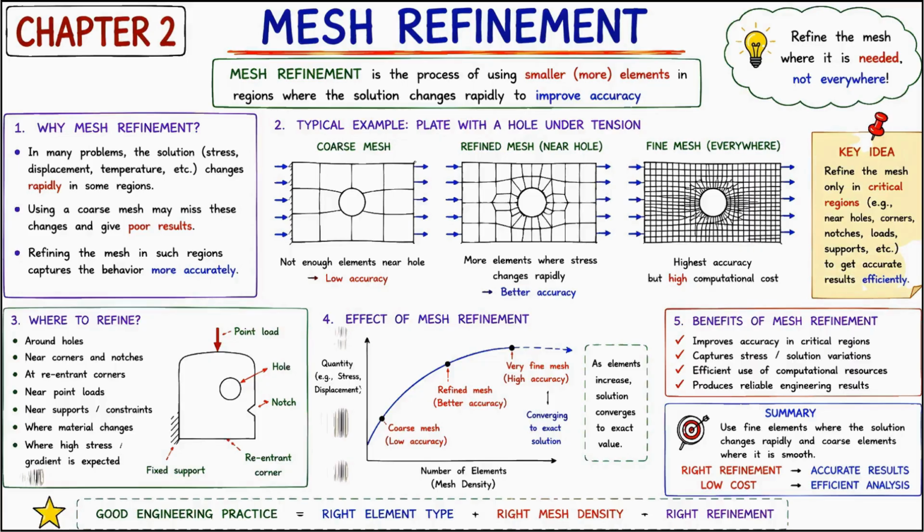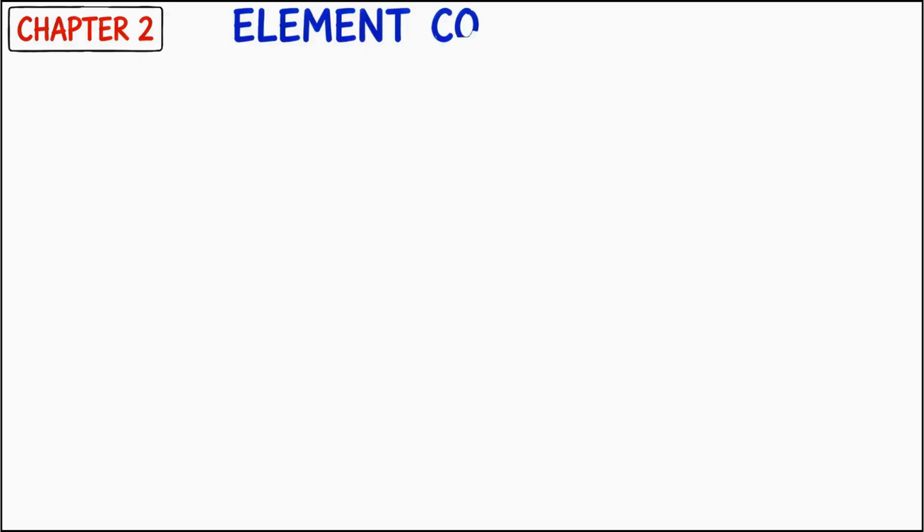Initially, increasing the mesh density improves the accuracy significantly. However, after a certain point, further refinement produces only very small improvements, while increasing computational cost considerably. Therefore, engineers always try to find an optimum mesh, rather than simply creating the finest possible mesh. So remember the key idea written on the poster. Refine the mesh where it is needed, not everywhere. This gives accurate results while keeping the analysis computationally efficient.